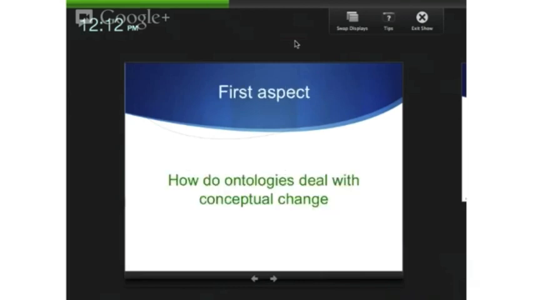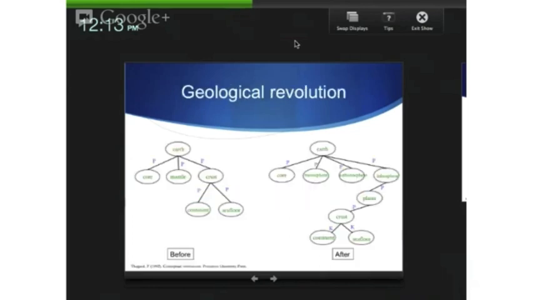The first aspect of the problem is, how do ontologies deal with this conceptual change? I know that they need to be updated and synced with the current conceptualization, but the point is, are they flexible and dynamic enough to accommodate those changes easily? Before I come to that, I would like to give you an example of how conceptual change or a discovery could affect ontologies or a conceptual hierarchy in different ways.